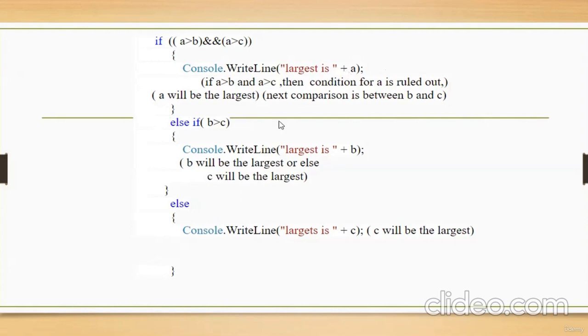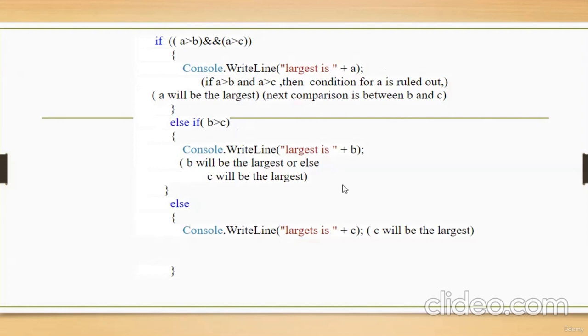Since this condition is ruled out, the else if part will take the checking point for B or C being greater. If B is greater than C, B will be displayed in the first half, or else C will be displayed in the second half. So if B is greater, the else if part will display, or else if C is greater, the else part will display.